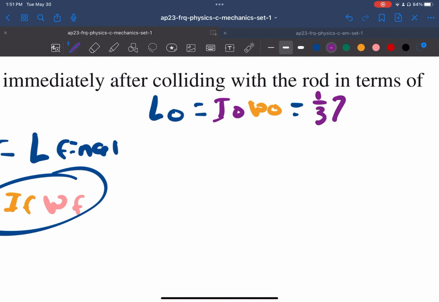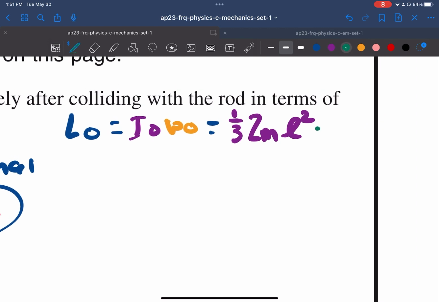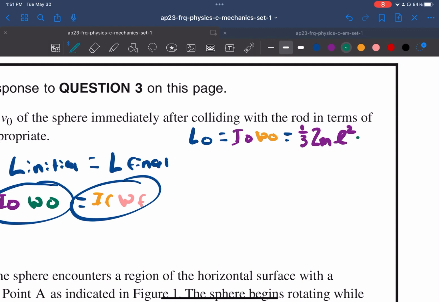So we have 1/3 times 2m L squared times, oh, I'm sorry, this omega naught should be in green. Omega naught, which is the square root of 3g over L. And L final is equal to I final omega final. And that is equal to m times L times v naught.